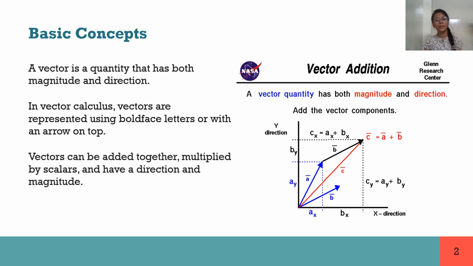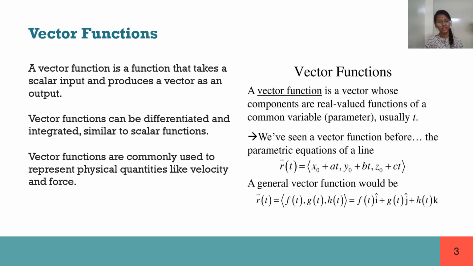Now let us see some basic concepts of vector calculus. As we have studied in earlier classes, a vector is a quantity that has both direction as well as magnitude. In vector calculus, vectors are represented using bold-faced letters or with an arrow on the top. Vectors can be added together, multiplied by scalars and have a direction and magnitude. As we can see in this figure, the blue arrow stands for a vector quantity which has both magnitude as well as direction. Now coming to vector functions.